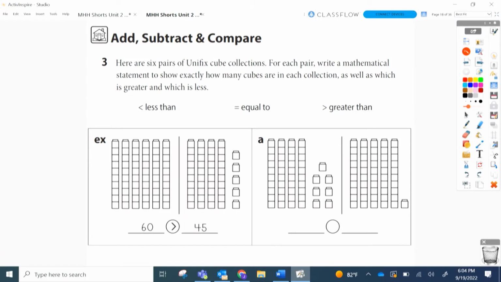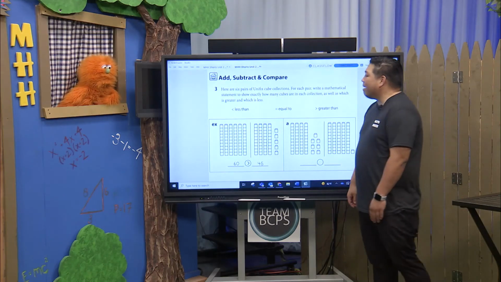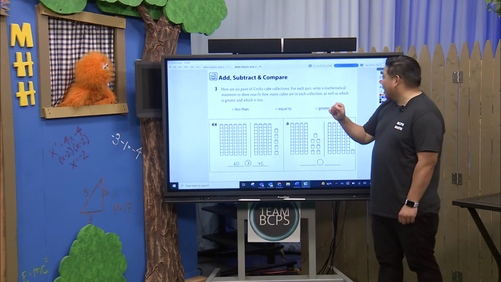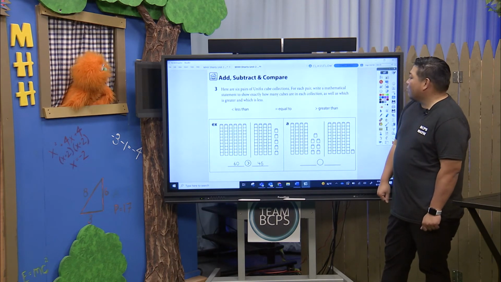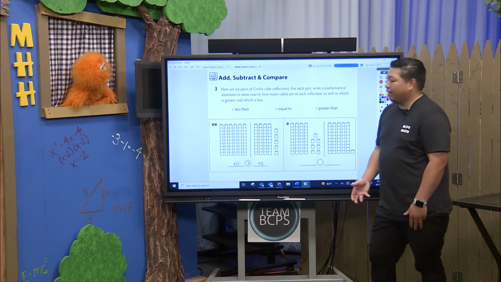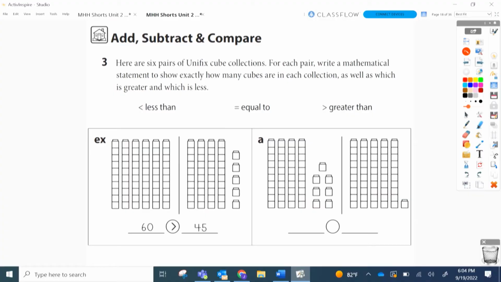So the first one's done for us here. It says, here are 6 pairs of Unifix cube collections. We'll just do one here. For each pair, write a mathematical statement to show exactly how many cubes are in each collection, as well as which is greater and which is less. So now we're not just counting it, but we're also comparing it. The first one's done. We have 6 tens, which we said is 60. And then we have 4 tens and 5 ones, so 45 over here. So 60 is greater than 45.